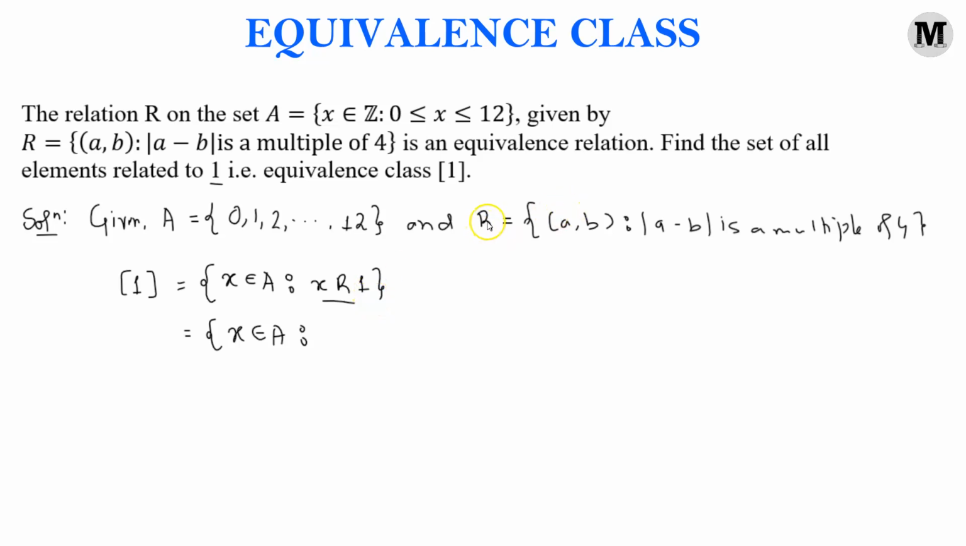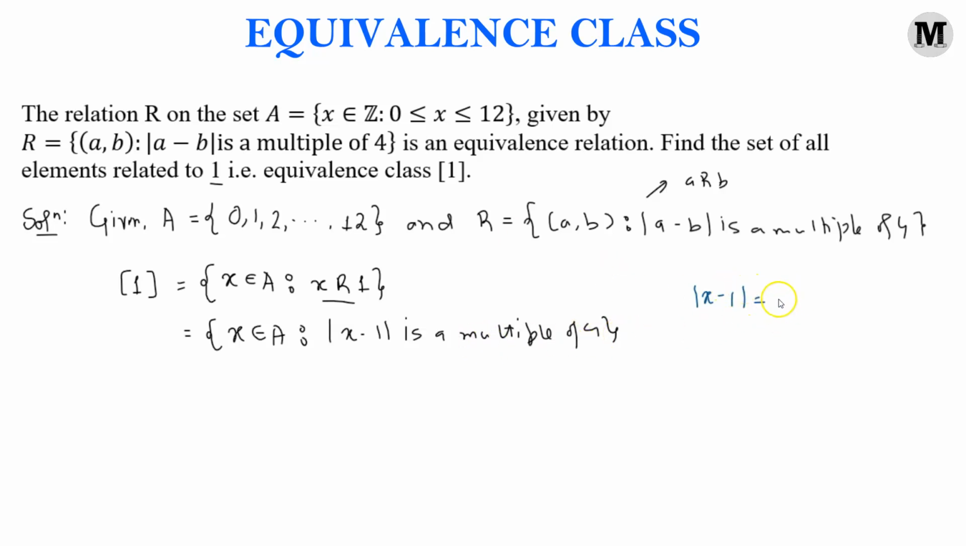Now, in other words, what we have to find out is the set containing the element x, where x is picked up from the set A, such that x is related to 1. According to this relation, we have a is related to b, which in short is also the meaning of a R b. But we need here x R 1. All we have to do is replace a with x and b with 1. That's going to give us the absolute value of x minus 1 is a multiple of 4. We're going to use the definition. Now, we need to find out the value of x such that the absolute value of x minus 1 is a multiple of 4.